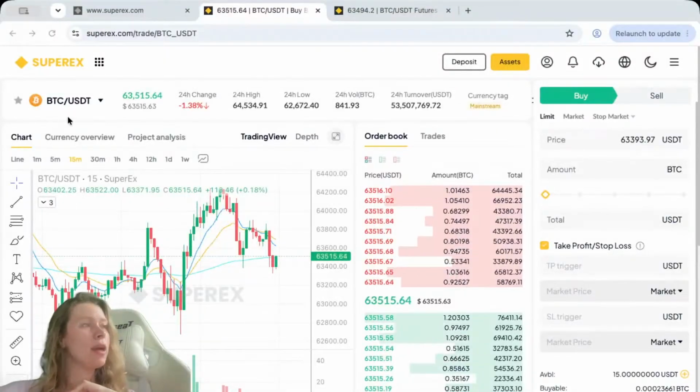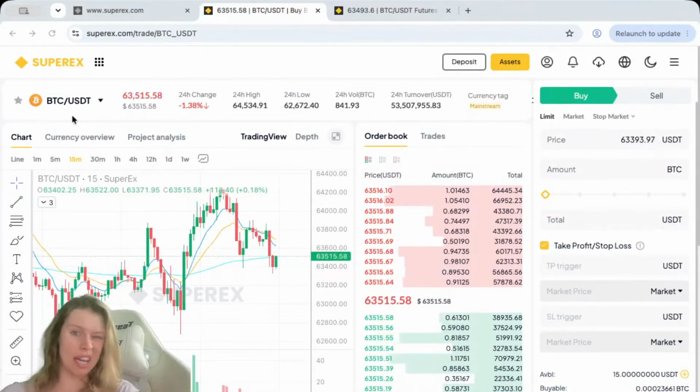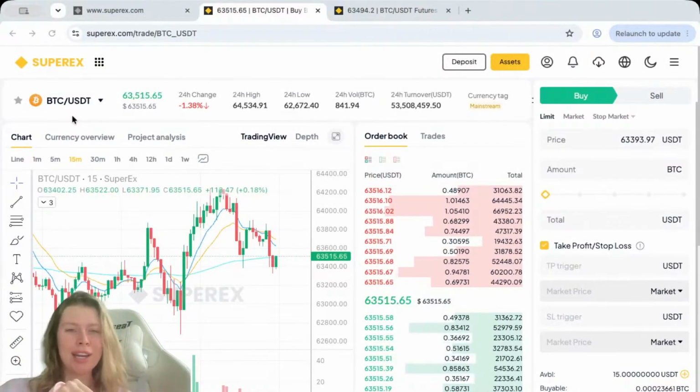Right now I have Bitcoin and USDT loaded, but you can switch to any token in seconds. I'll show you how to do that in a minute.